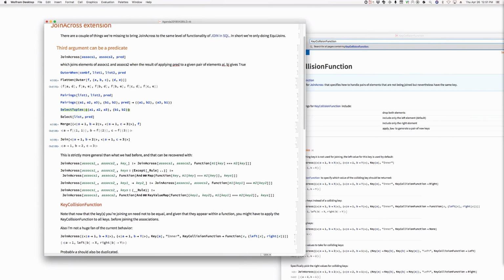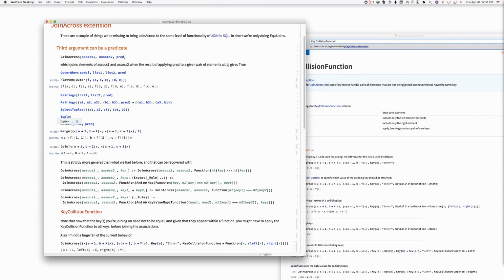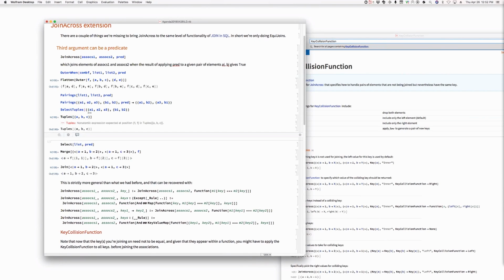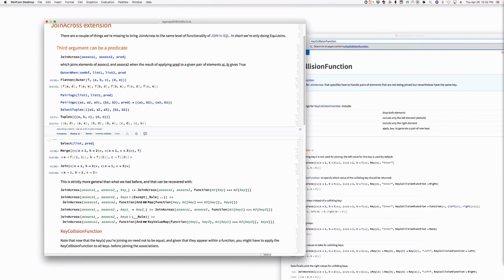So the tuples already takes that argument and it will return the list of all tuples. And now select will take the predicate. No. A list of lists. Okay. Oh, and that's right. That's very nice. Yeah, okay. And now select is wrapped around that with a predicate that takes each of the tuples and says yes or no. Right, exactly.